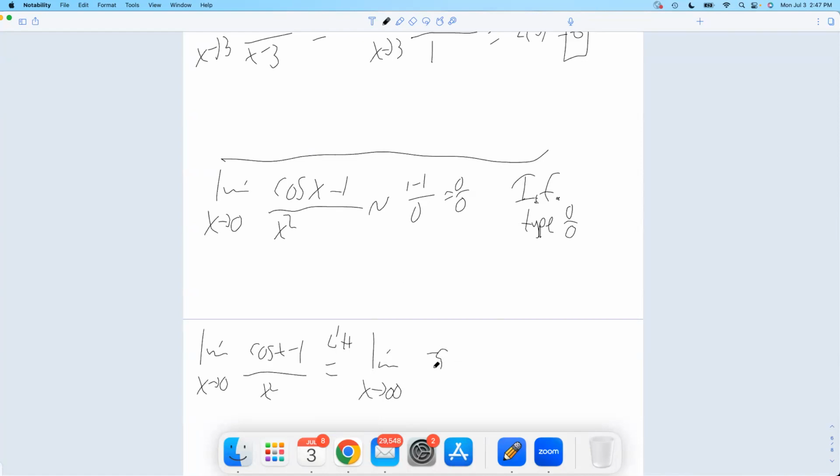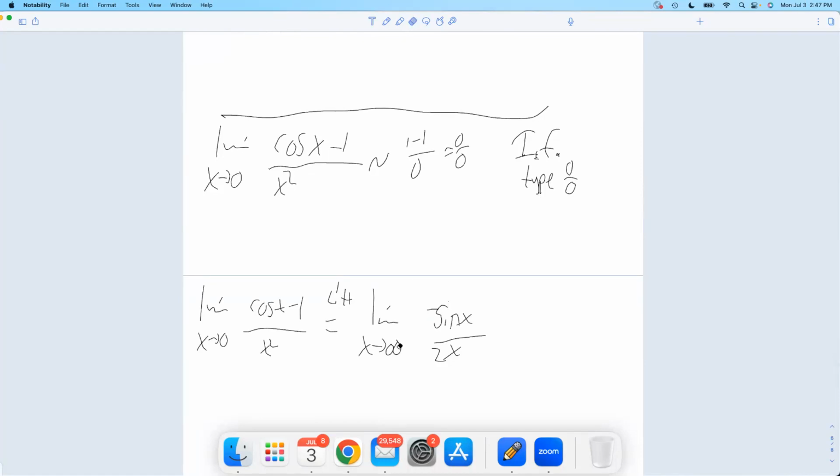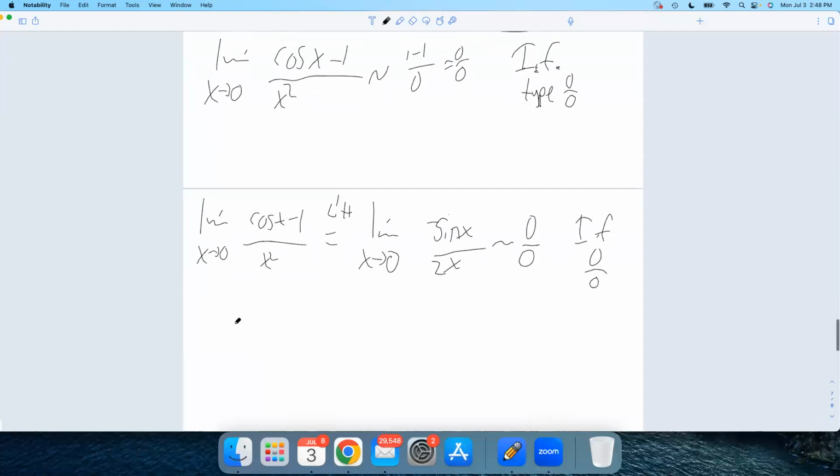Derivative of cosine is negative sine. Derivative of minus 1 is just 0, over 2x. And we try again. We're taking the limit as x approaches 0. Try plugging in zeros. Sine of 0 was 0. 2 times 0 was 0. We still have an indeterminate form of 0 over 0. So L'Hopital says, well, this limit will equal the limit of the derivatives, provided that limit exists. So let's try again.